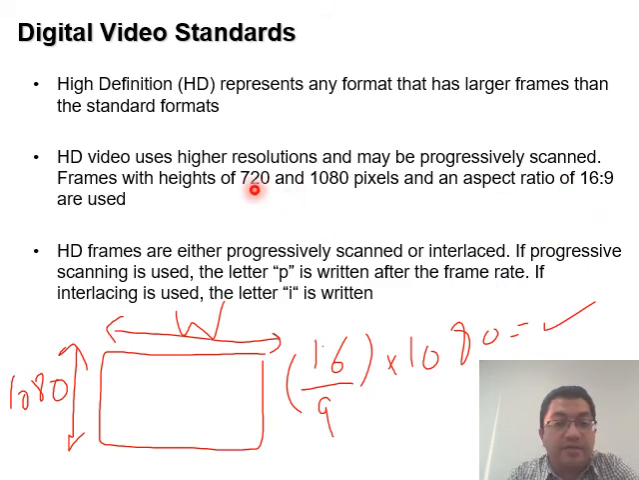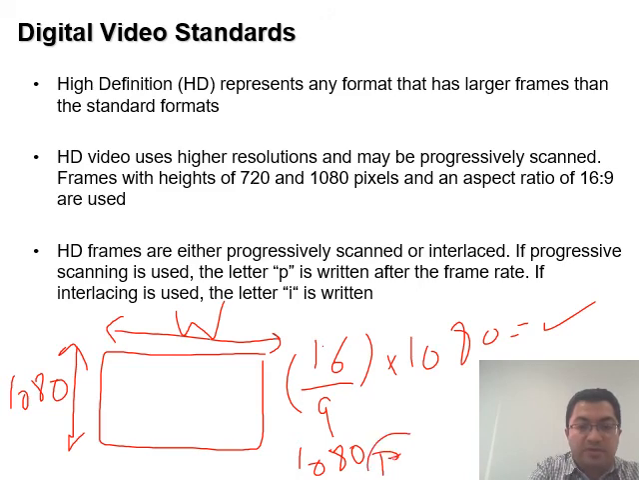The variable in that case is the number of rows, whether 720 or 1080. The high definition frames are either progressively scanned or interlaced. If progressive scanning is used, we write the letter P. That's why on YouTube, for example, you would find that the video has a resolution of 1080p. What does P represent here? P means that this is using progressive scanning, so at any time moment you're getting the whole frame, not just odd or even fields as we explained before. If interlacing is used, you will have the letter I written. Okay.